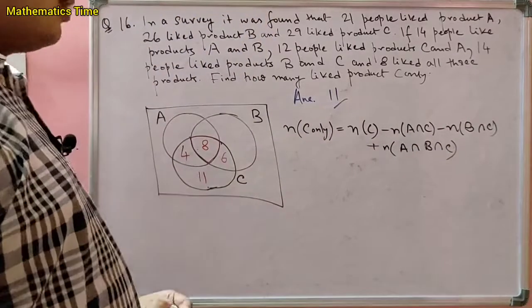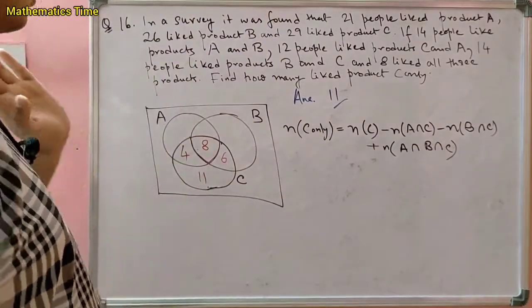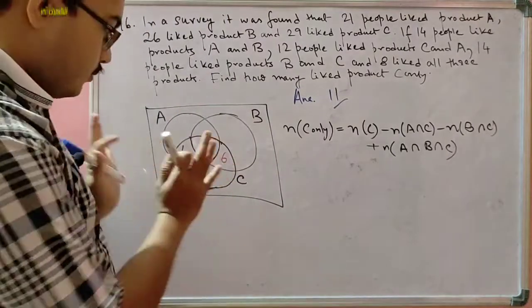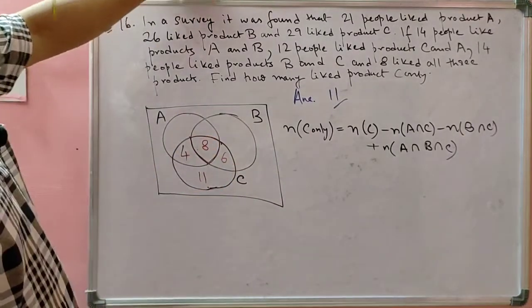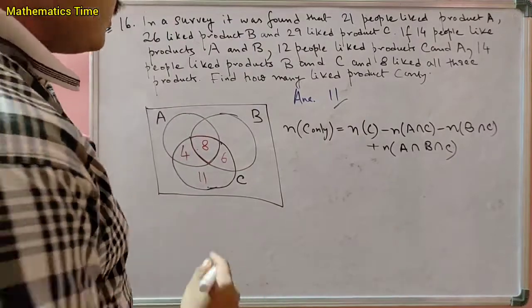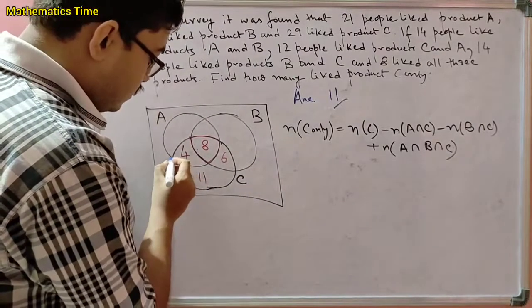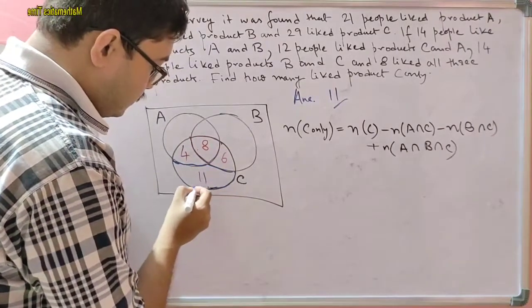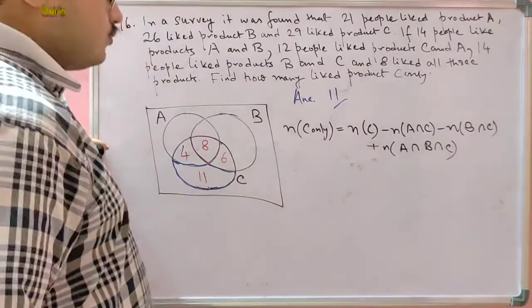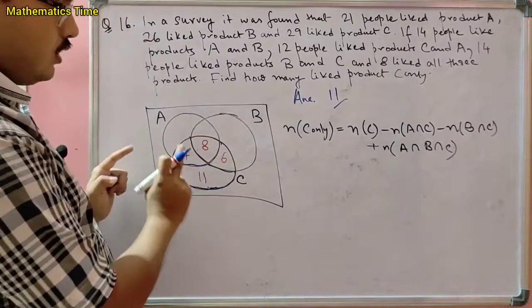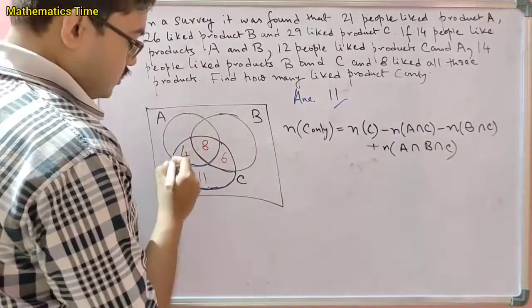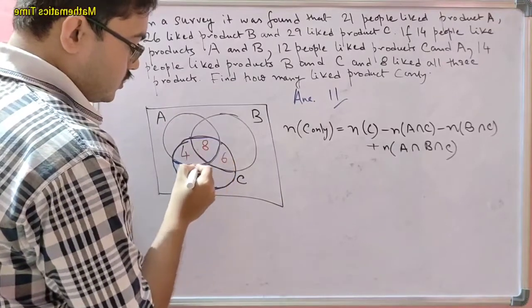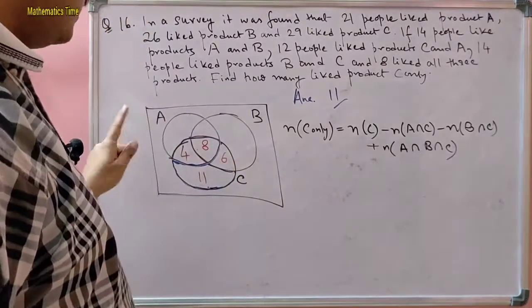If you don't understand why this is adding, just like the previous one, you have to just focus on the diagram. What are we calculating? We are calculating this portion. We have to calculate only this portion. This is n of C only. Now n of C is the total one, minus n of A intersection C. A intersection C means this portion, those who like both A and C.